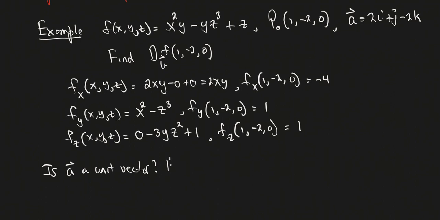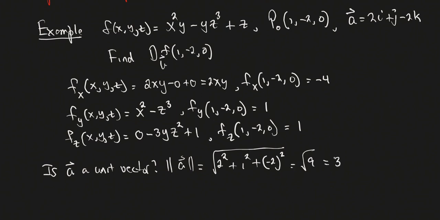Well, how do I check? I compute its magnitude. So I'll have to do the 2 squared plus the 1 squared plus the negative 2 squared and take the square root. And I end up with 4 plus 4, so that's 8, plus 1. So this is a nice question setup. We get the square root of 9. So this magnitude is 3. So since this is not 1, a is not a unit vector.